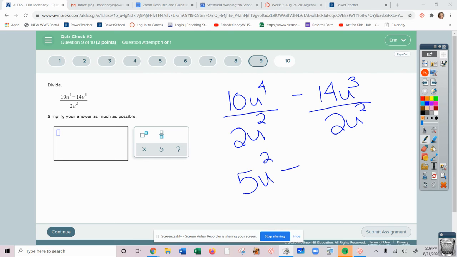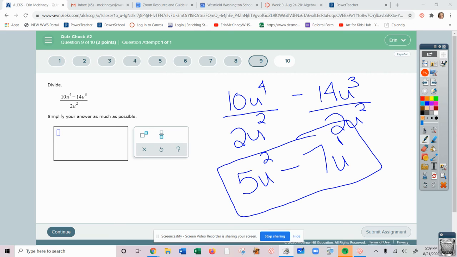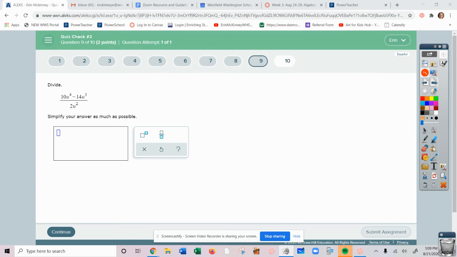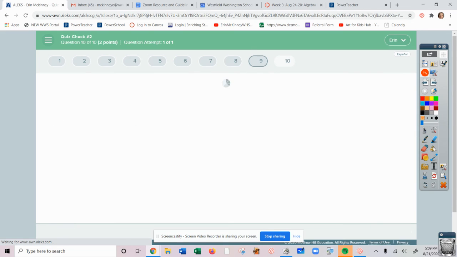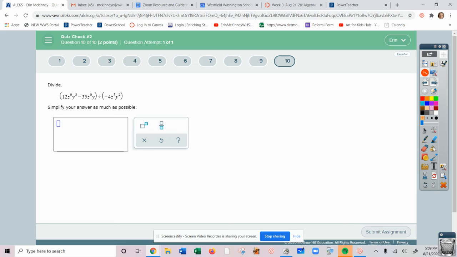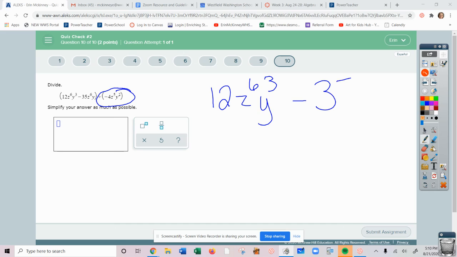Then we'll do 14 divided by 2, which gives us 7. And again, we'll subtract exponents. So 3 minus 2 gives us 1. You can write the exponent of 1, but you don't have to have it. It's fine either way. Again, this last one is the exact same idea. Just remember, this is what it's being divided by. So while we have more terms here, right, we're still doing the exact same thing. You're just going to divide these each individually.